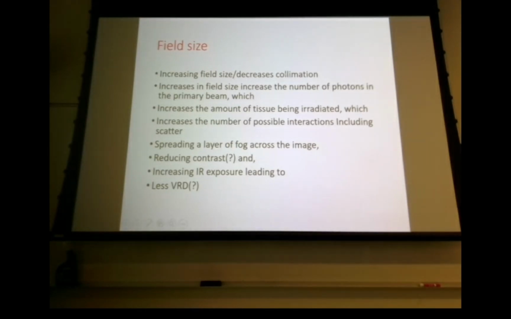Increase in field size decreases collimation. Increase in field size increases the number of photons in the primary beam, remembering that you don't create any more, you just let more out of the collimator housing. That increases the amount of tissue being irradiated, which increases the number of possible interactions, including that scatter radiation. That scatter spreads a layer of fog across the image, potentially decreasing contrast and increasing image receptor exposure.